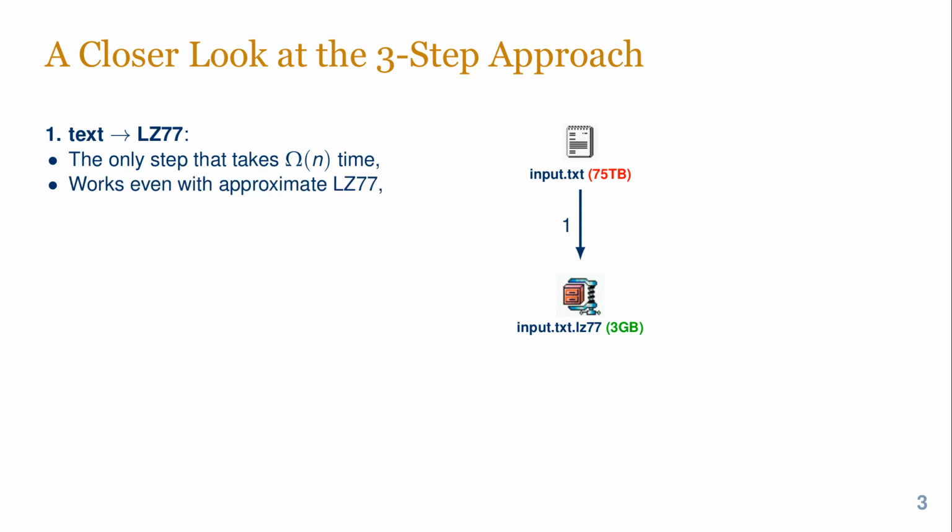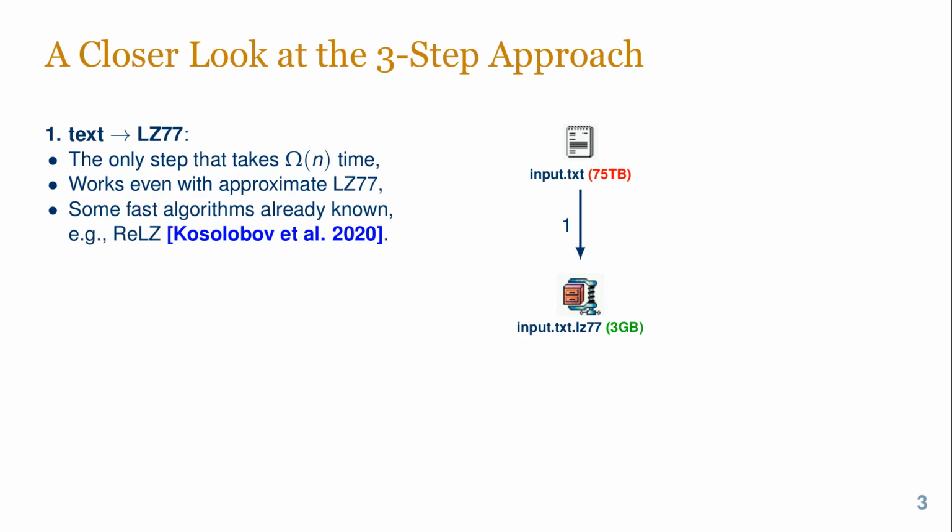The crucial property that lets us achieve this goal is that the rest of the algorithm works correctly even if the output is an approximation, or in other words, some small LZ77-like representation of the text. Some fast algorithms for this problem have been proposed recently. In this paper, we use the algorithm by Kosolobov et al.